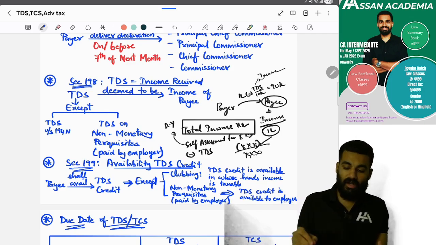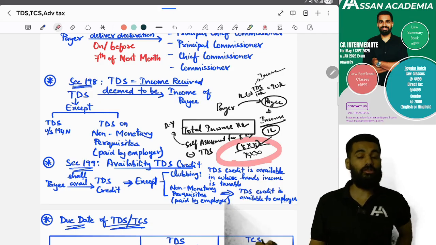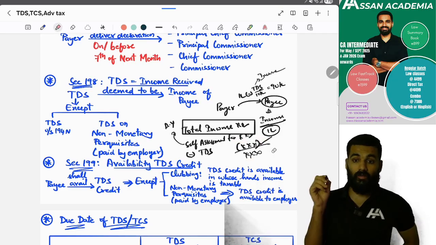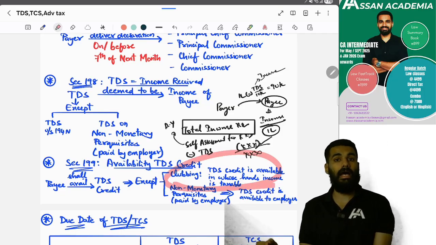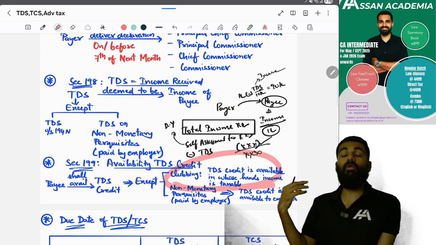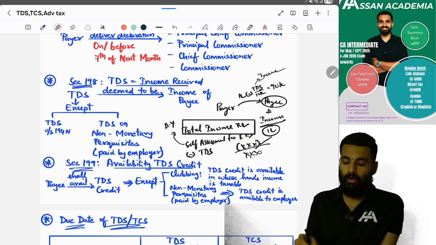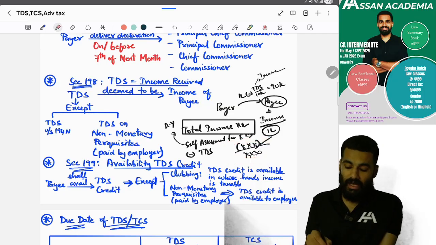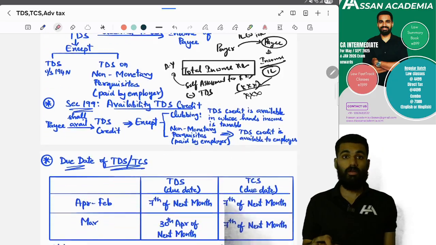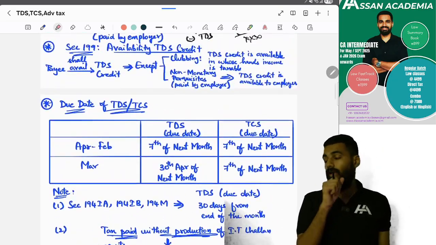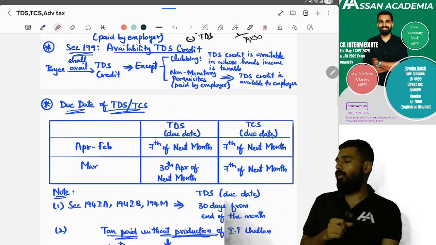And the TDS credit: from the self-assessment tax, you can reduce the TDS credit, yes or no. Yes, when you are reducing it, if clubbing is happening, then in whose income the amount is clubbed, he will use this TDS credit. And for non-monetary perquisites, the TDS will be used by the employer. Yes. Now, when will the payer make the payment to the government?